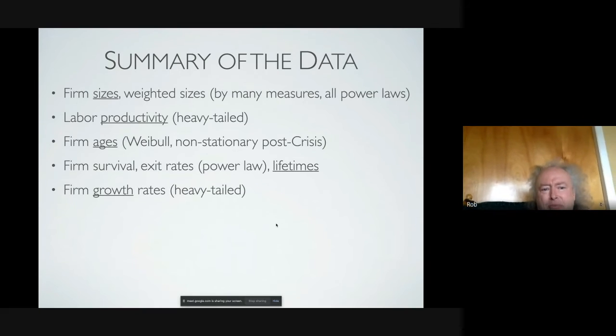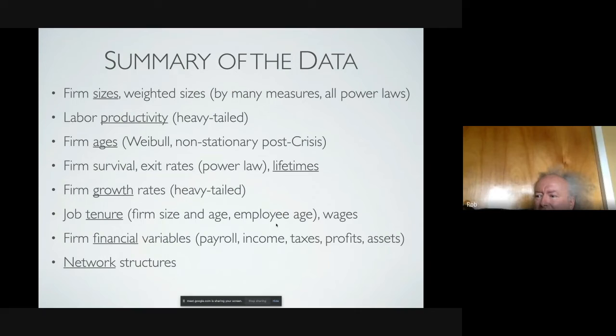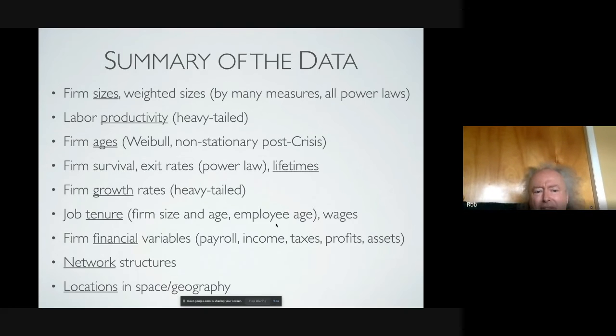I've shown you firm sizes, productivity, ages, and growth rates, etc. And what I want to do now, and I apologize for running through this so fast, but I'm just going to march on. I've only left myself 10 minutes to do the model, so that's on me here.